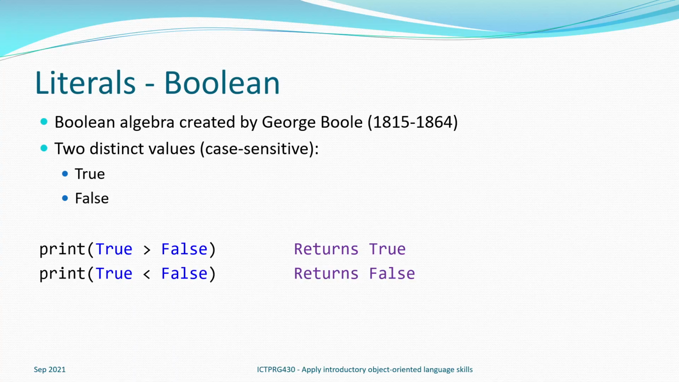Next up is boolean functions, which are either true or false. Just be aware that true and false is case sensitive, and true is always more powerful than false. So true is greater than false, returns true. True is less than false, returns false. So the truth is all powerful.